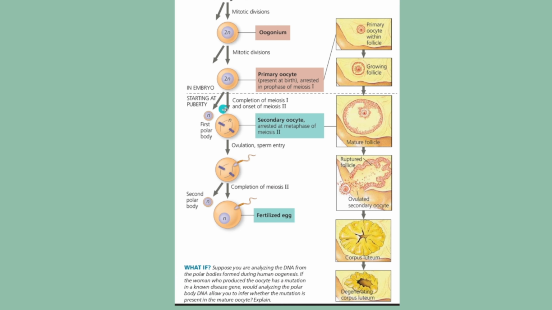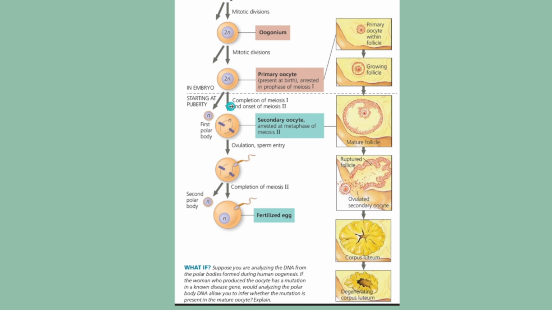So when they start the puberty age, they will start to complete meiosis 1. Because you can see here, the primary oocyte is present at birth, and it is arrested in the process of meiosis 1. During the embryo stage, they will already produce embryonic oocytes. After the girl is born, they undergo meiosis 1, but they stop at prophase 1 only. They will not continue to metaphase, anaphase, and telophase. No. They will stop at prophase 1.